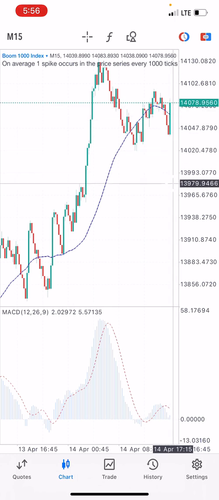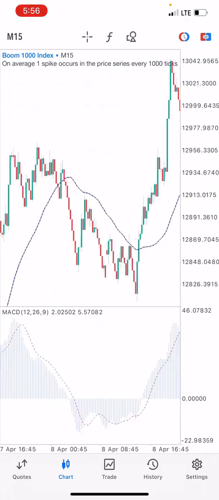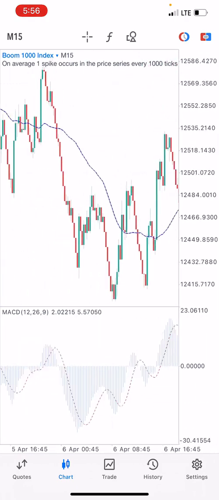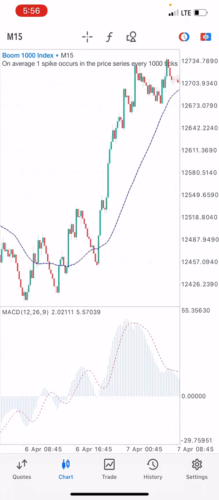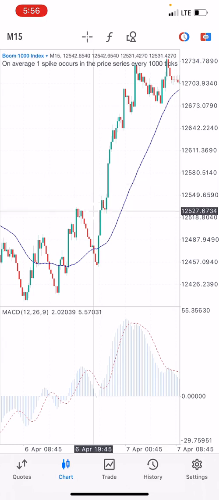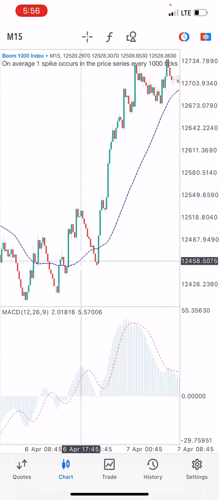Then you can go for a sell. Guys, this strategy, look at it. Look at how it works. I use the 15-minute time frame upward. I don't go for less.